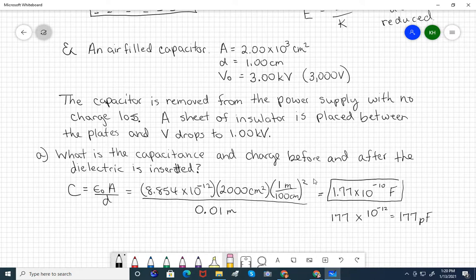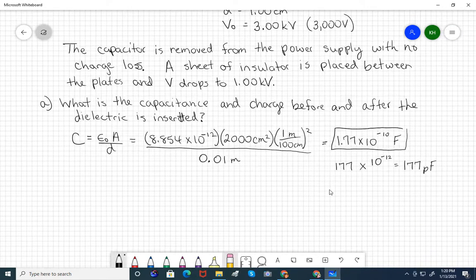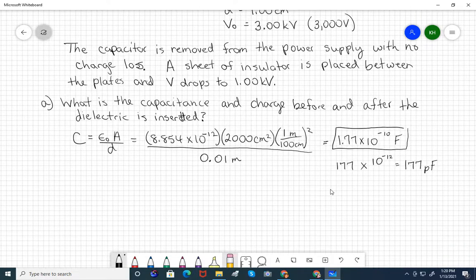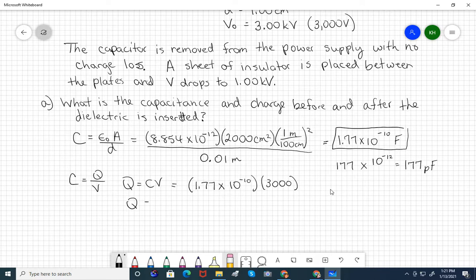If I want to get the charge, I know I have a 3,000 volt potential difference. I know C equals Q over V, so the charge is CV. So 1.77 times 10 to the negative 10 times 3,000 volts. And I get that the charge stored is 5.31 times 10 to the negative 7 coulombs.